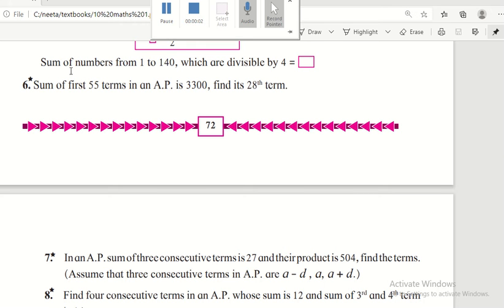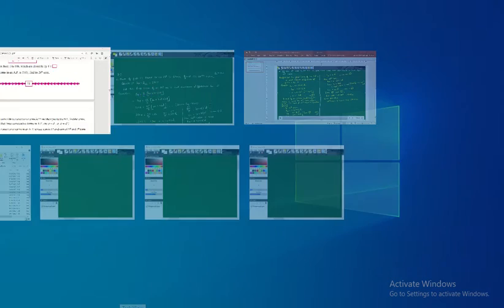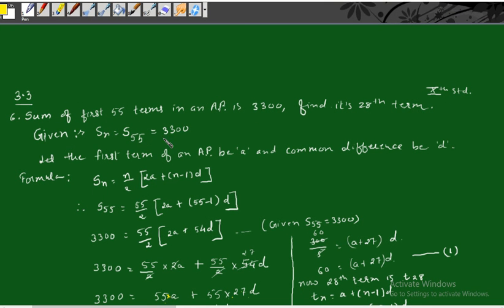Now let us study 3.3 algebra, 3.3 का 6th sum. The sum of first 55 terms of an AP is 3300 and we have to find the 28th term. Okay, so let's begin. Now see, the sum of first 55 terms of an AP is 3300.